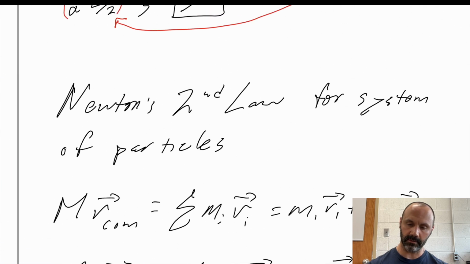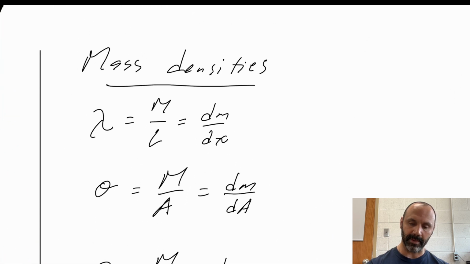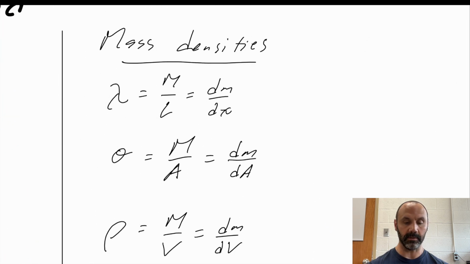Okay, so then different mass densities. You can have linear mass density. This is the Greek letter lambda. That's m over L, also dm over dx. If you have a derivation that involves calculus, you may need to end up with the calculus version of this. So it's how much mass there is per length. So this would be like a rope or something like that.